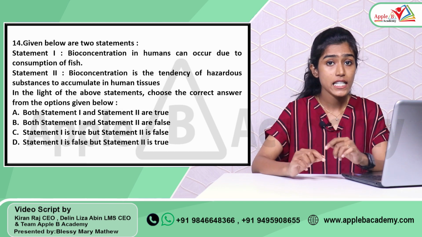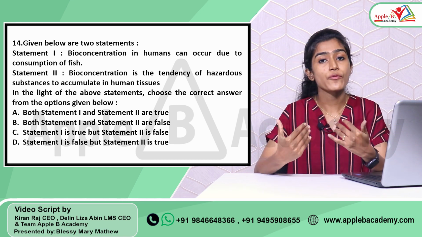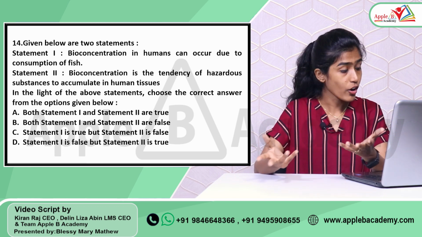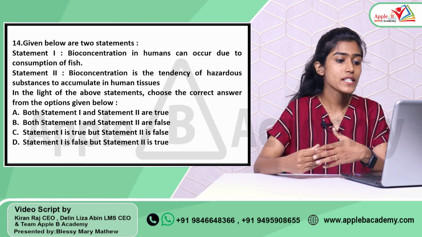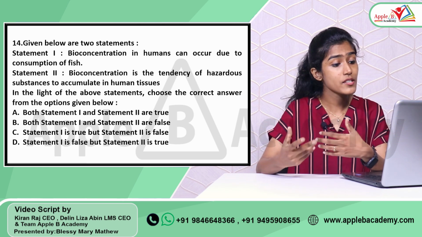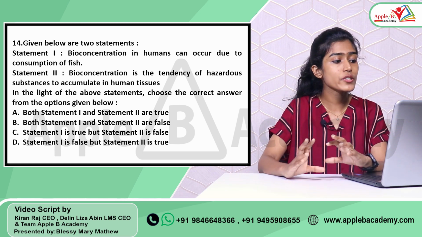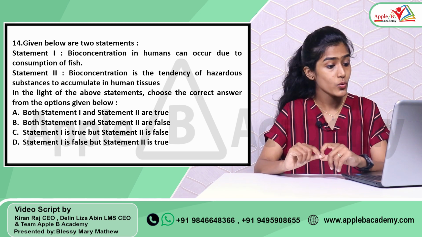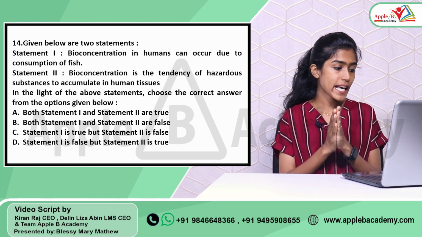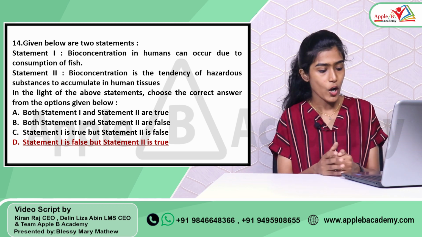Moving to the next question, this is from People, Development and Environment. This is a statement-wise question. We are given two statements and we need to identify whether these statements are true or false. Statement 1 says bioconcentration in humans can occur due to consumption of fish. Statement 2 says that bioconcentration is a tendency of hazardous substances to accumulate in human tissues. Considering these two statements, statement 1 is false, but statement 2 is true. So the right answer is option D, statement 1 is false but statement 2 is true.